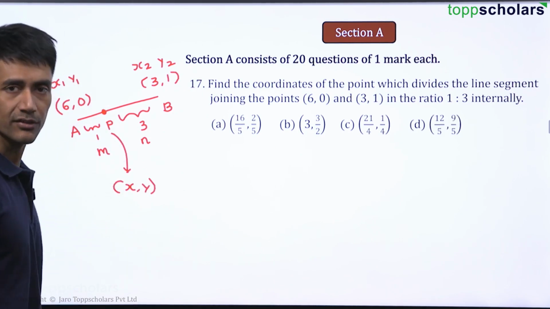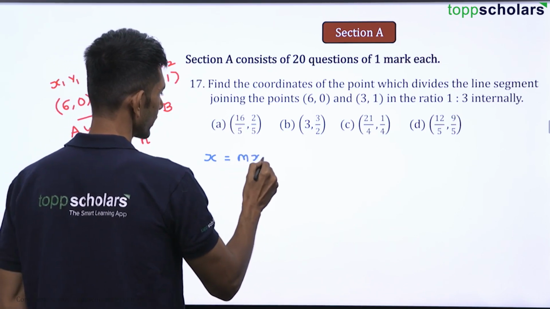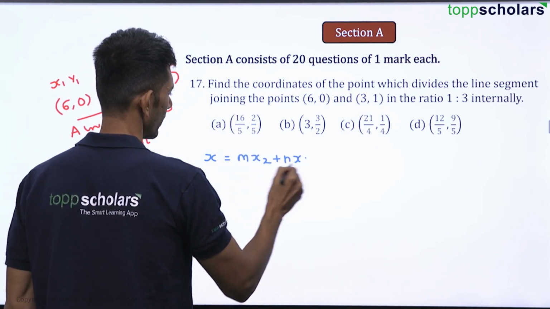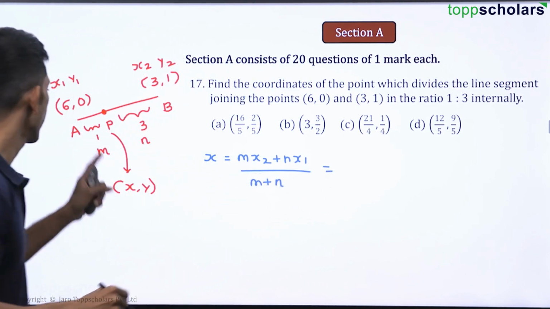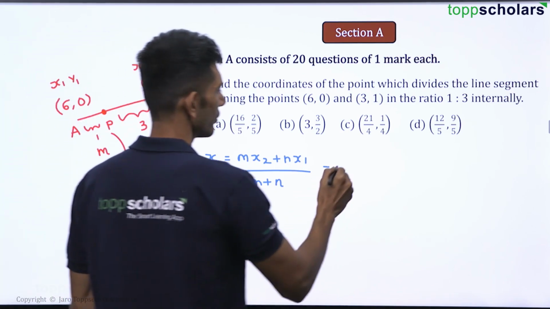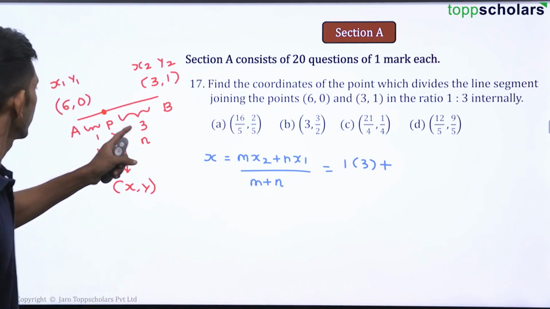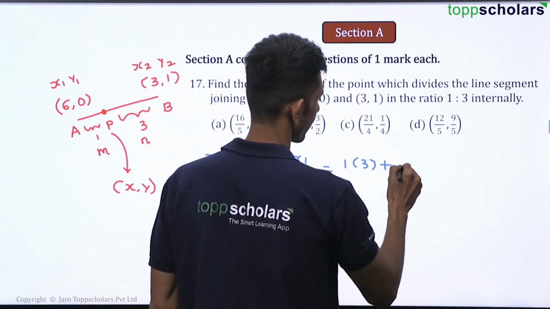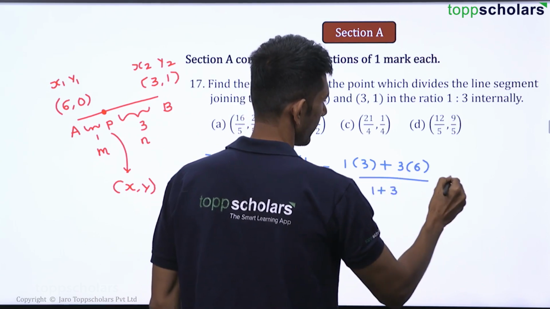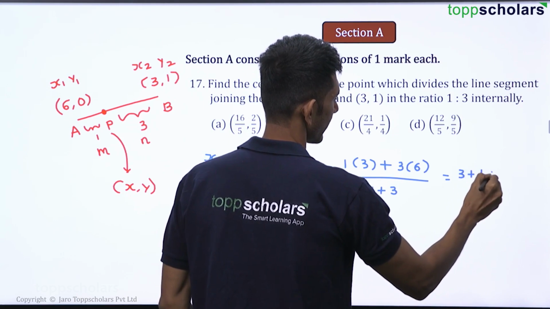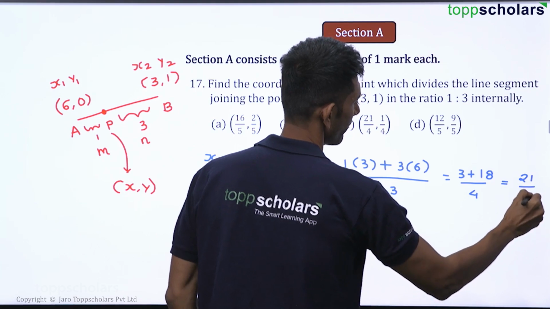So after having this, we know how to find out x. X is given by what? X is equal to mx2 plus nx1 by m plus n, right? That is mx2. M is 1, x2 is 3. So 1 into 3, plus nx1, that is 3 into 6, by 1 plus 3. That gives you 3 plus 18 by 4, that is equal to 21 by 4, correct?